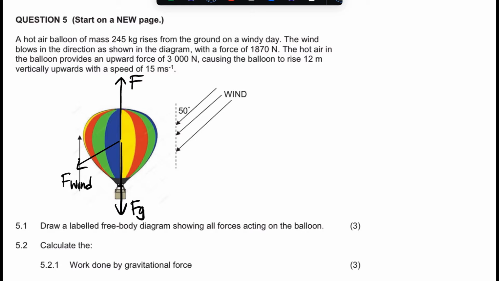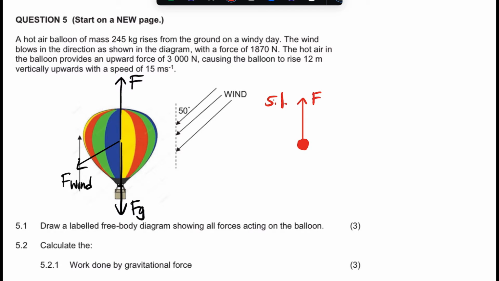Now let's go to the question. It says draw a labelled free body diagram showing all the forces acting there. So the question is 5.1, free body diagram. I'm going to show you two sets of free body diagram, but I'm going to show you the one that is acceptable. In fact, this one that I'm doing is the one that is acceptable because it doesn't have components.